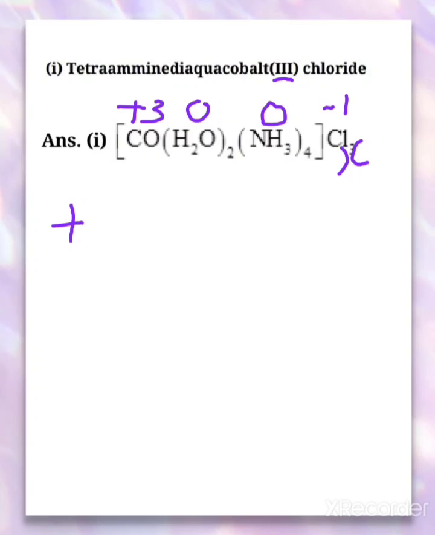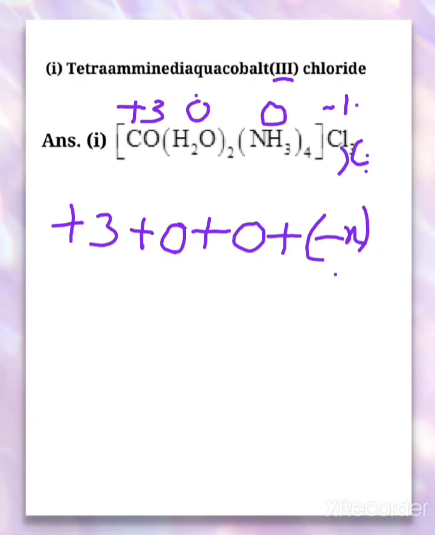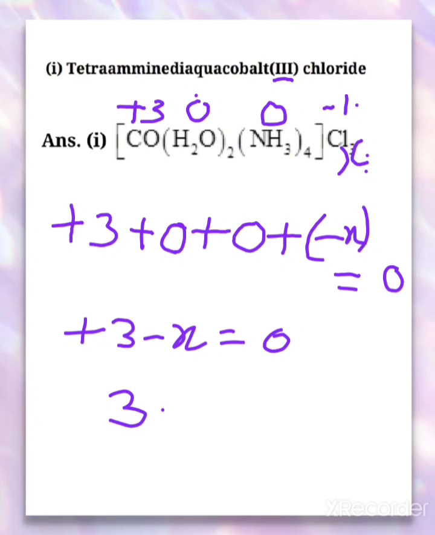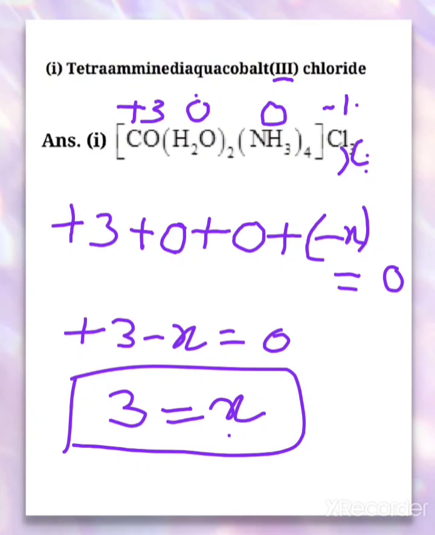How? So +3 is the charge on the central metal ion, plus 0 is the charge on water. So 0 plus, then 0 is the charge, that is the oxidation state here, that is the ammonia, 0, plus here X number of Cl are there. So -1 into X, that is -X, that is equal to 0. So we have to say that is equal to 0. When you solve this one, we'll be getting +3 minus X equal to 0. So what will be the X? That is 3 is equal to X. So what we got the value? X is equal to 3.